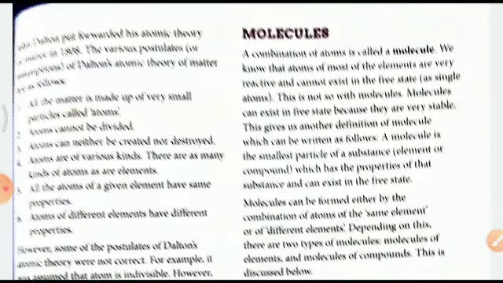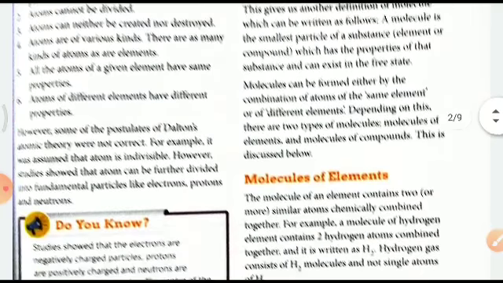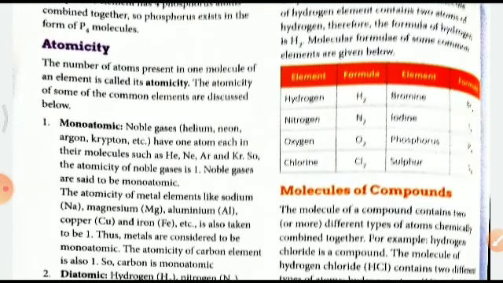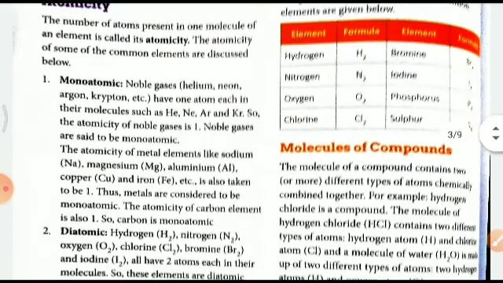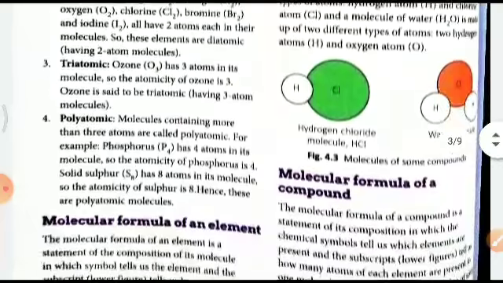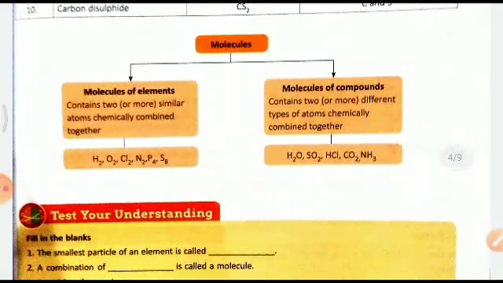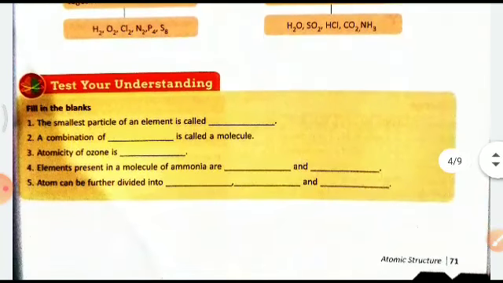Then we also went on to see Dalton's atomic theory. We saw all matter is made up of very small particles called atoms. Atoms cannot be divided. Molecules are formed by joining atoms. Atomicity also we saw: monoatomic are those which have only one atom, diatomic 2, triatomic 3, and polyatomic more than 3. And then we also saw the differences between molecules of elements and molecules of compounds.